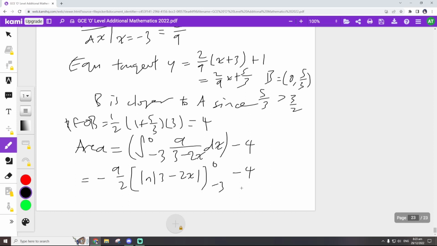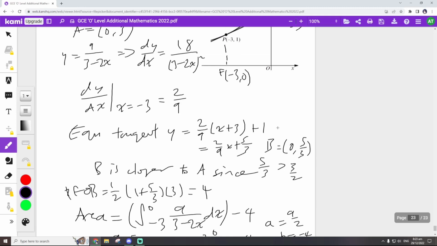So if I evaluate this, I'll get negative 9 over 2 ln 3 plus 9 over 2 ln 9 minus 4. Okay, but ln 9 is 2 ln 3, so we need to express it in terms of ln 3, right? So you'll get 9 over 2 ln 3 minus 4. So A is 9 over 2 and B is negative 4. Yeah, those are your values of A and B.